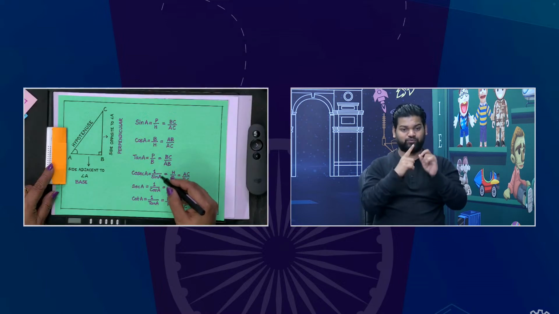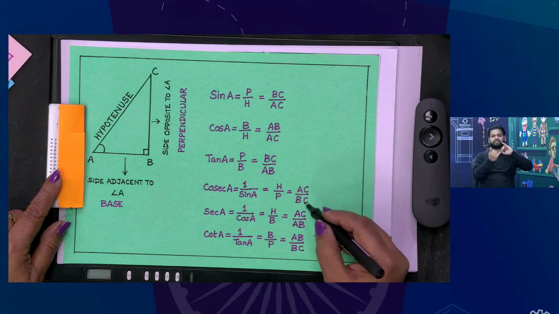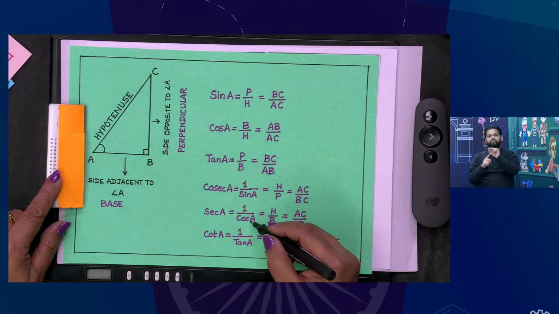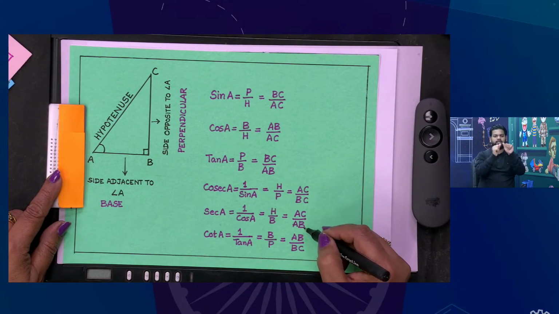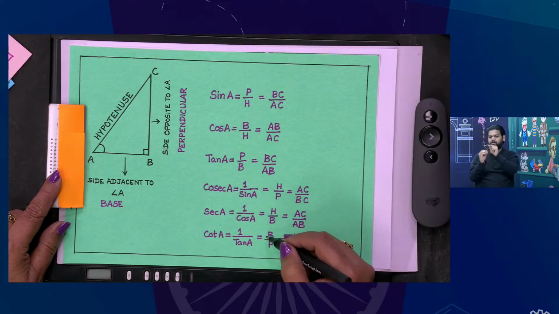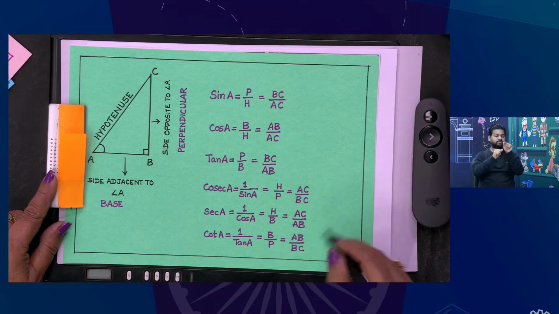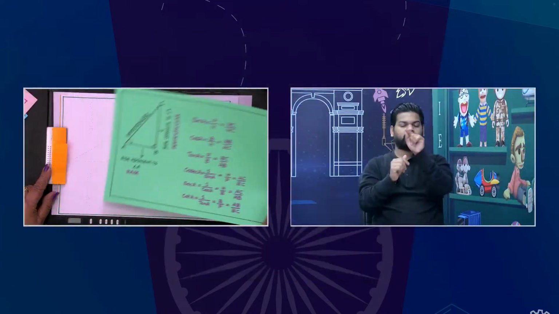बिल्कुल मैम. इसमें हमने रेसिप्रोकल्स भी देख लिए. कोसेक A क्या है? 1 अपॉन साइन A, जिसको हम हाइपोटेन्यूज अपॉन परपेंडिकुलर लिखेंगे, AC अपॉन BC. और सेक A क्या था? रेसिप्रोकल ऑफ कॉस A, दैट इज हाइपोटेन्यूज अपॉन बेस, AC अपॉन AB. And what is cot A? Reciprocal of tan A, that is equal to base upon perpendicular, that is equal to AB upon BC. ठीक है कुसुम जी? I think the ratios are very much clear.